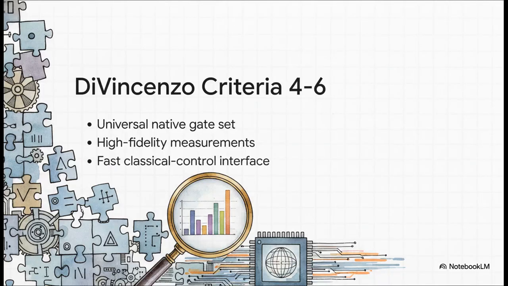Let's look at the final 3 criteria, which shift our focus from the qubits themselves over to operations and control. You need a universal native gate set, or at the very least, a credible compilation path to one, so your compiler can approximate any unitary operation. You also absolutely need high-fidelity measurements to pull reliable statistics out of the system. And finally, and this is absolutely crucial for modern error correction, you need a super-fast, highly reliable classical control interface. That classical computer has to sequence instructions and decode errors in real time.